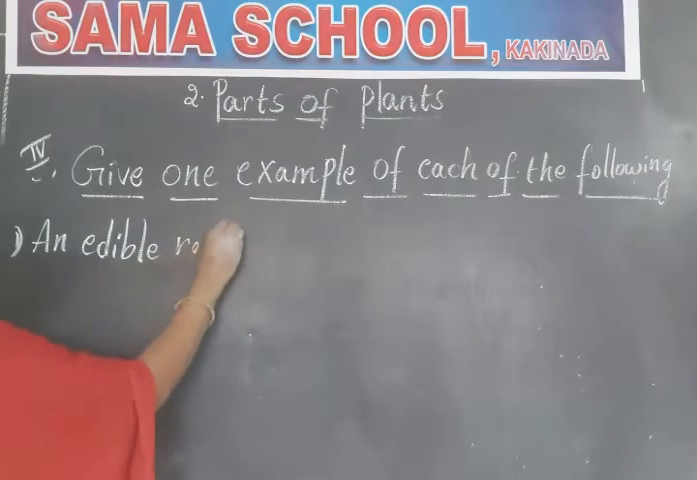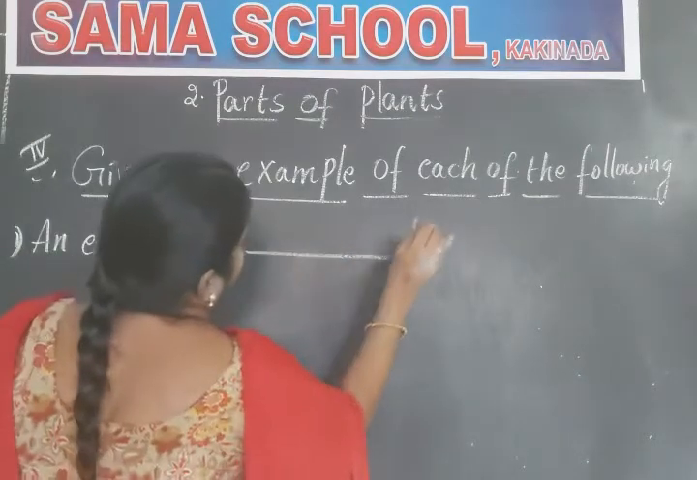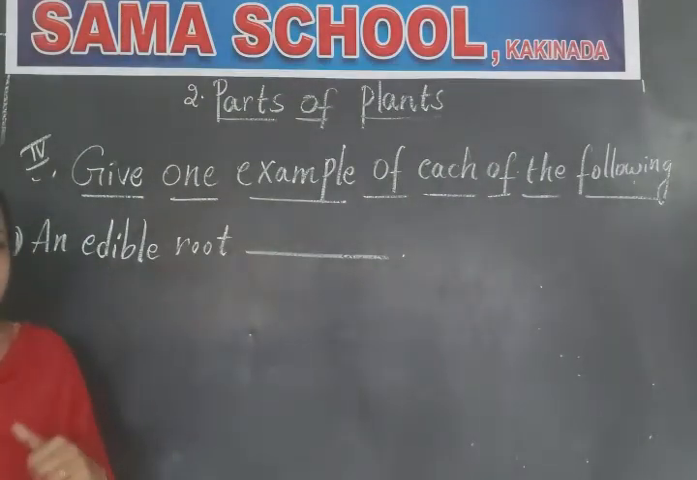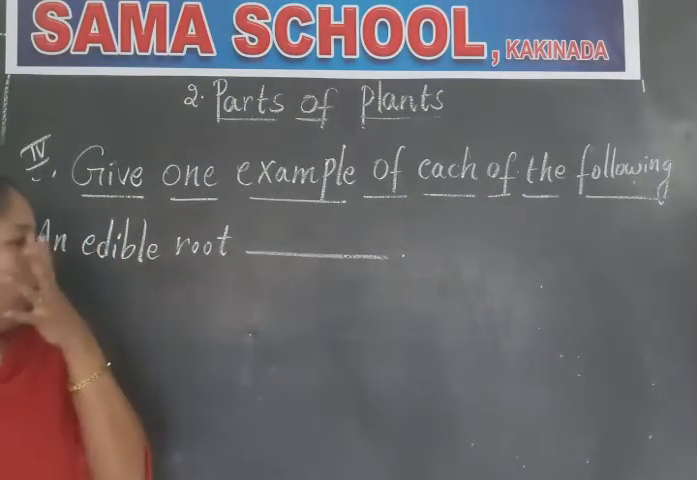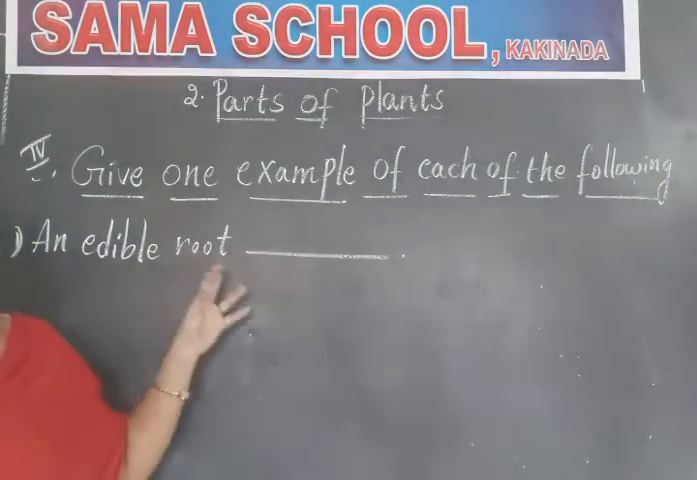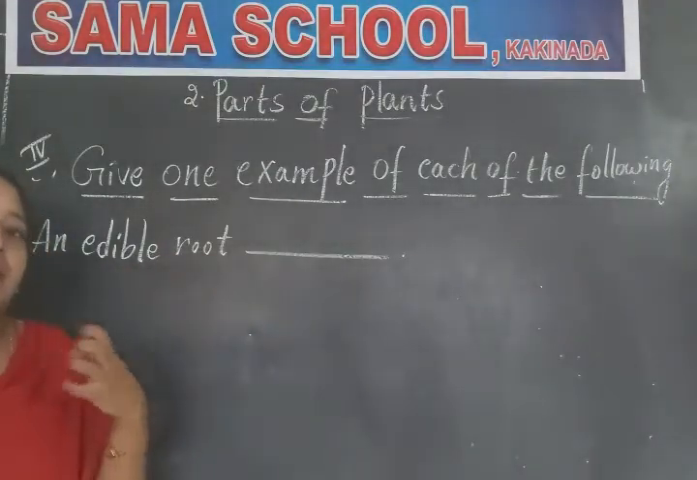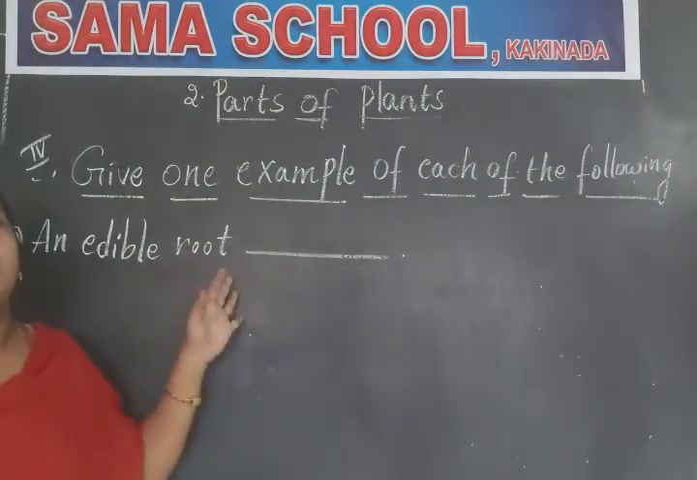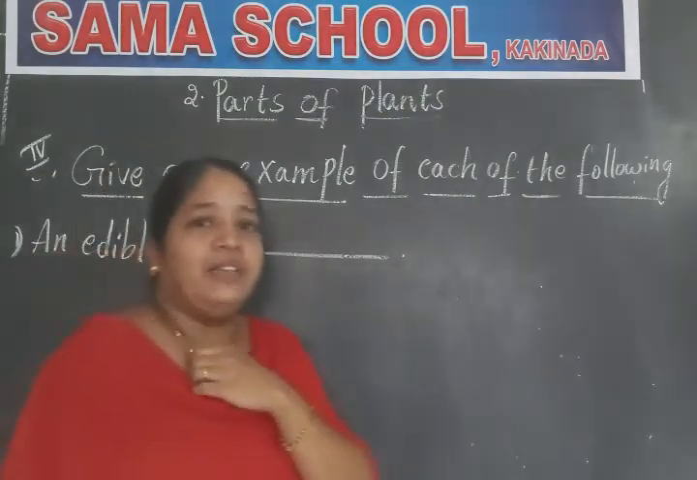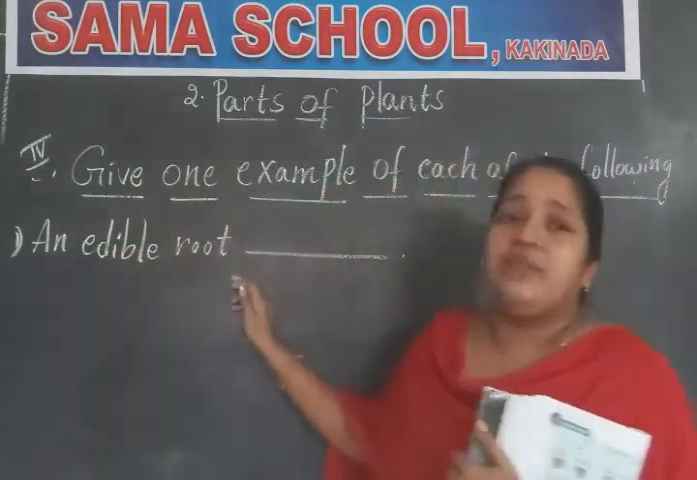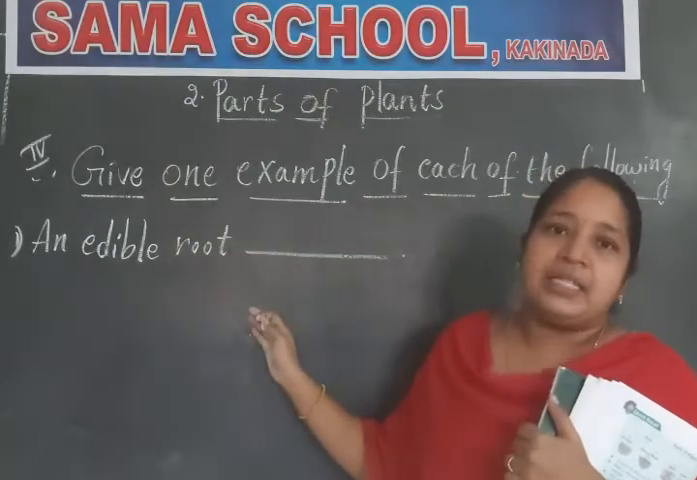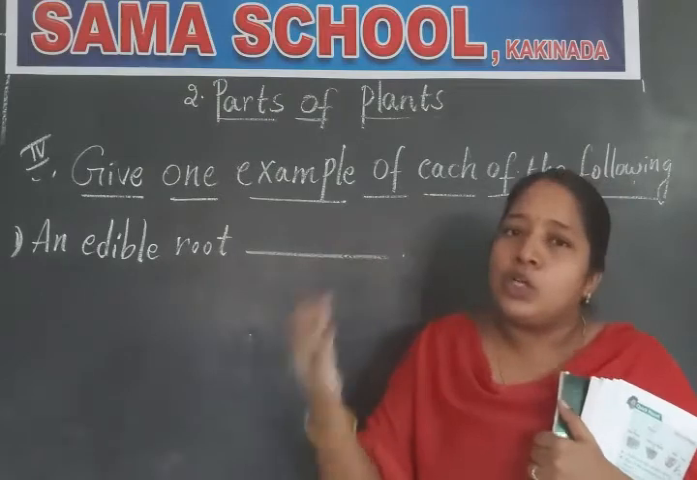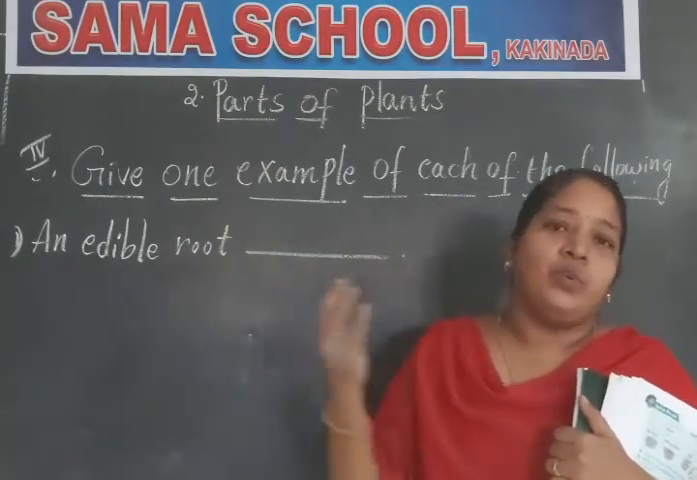An edible root. Edible means which we can eat. Already you know that the food prepared in the leaves, the plant uses some food for its growth, and the remaining food is stored in different parts of the plant body. In some plants, the food is stored in the roots, and those roots we can eat as our root vegetables.